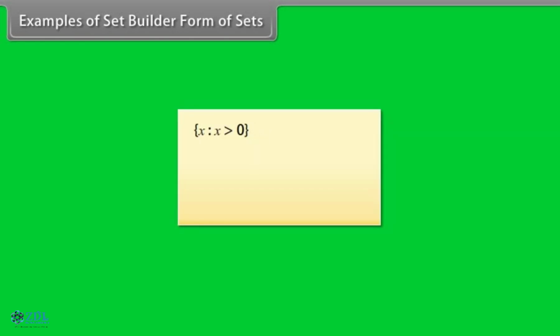Examples of set builder form of sets. The set of all x such that x is greater than 0. The set of all x such that x is any number except 11. The set of all x such that x is any number less than 5.